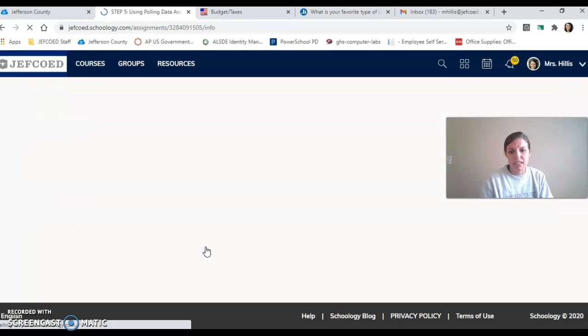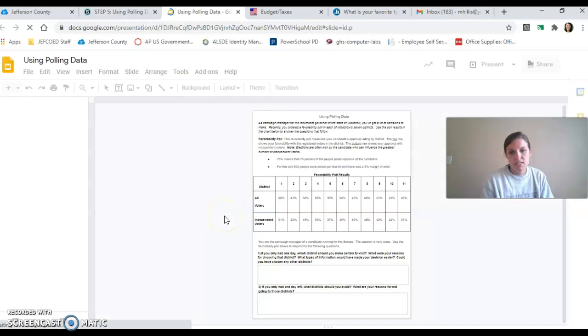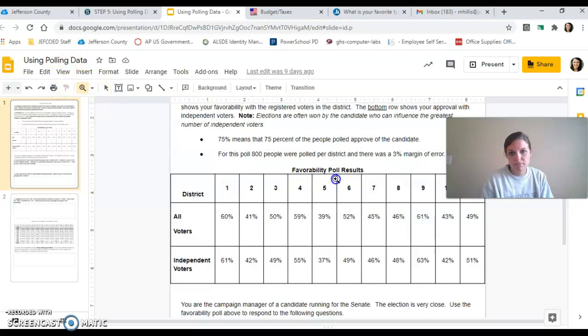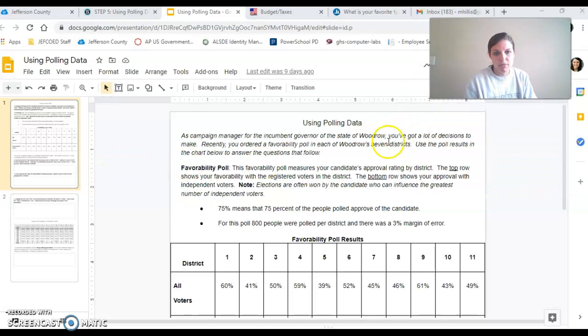And then finally, your last step for today is this assignment here. And so let's see if I can zoom in on it. It says that you are acting as a campaign manager for the incumbent governor of the state of Woodrow. You've got a lot of decisions to make. Recently, you ordered a favorability poll in each of Woodrow's 7 districts. Use the poll results in the chart below to answer the questions that follow.